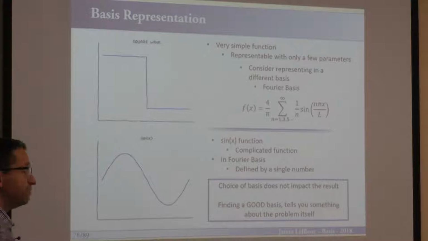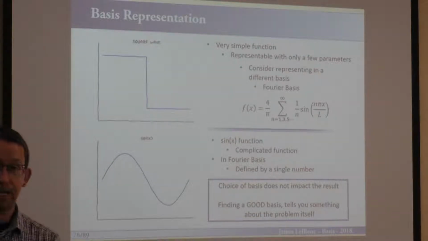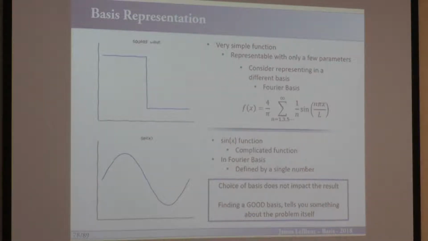Now, the choice of basis does not impact the result. So you are free to change your basis how you see fit in any mathematical problem. And if that gives you some computational advantage, you go for it. So it doesn't change the result of the problem. But if you find a good basis, and I guess a compact basis, a basis that represents the same function with fewer free variables, the finding of a good basis actually tells you something about the problem itself, okay?